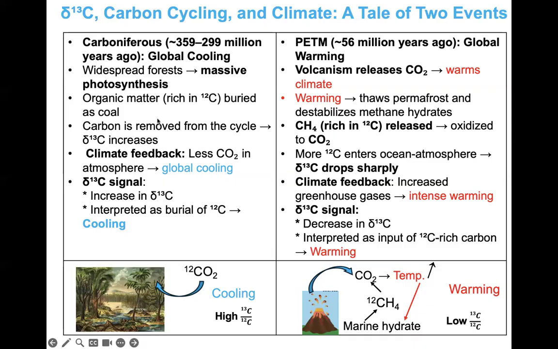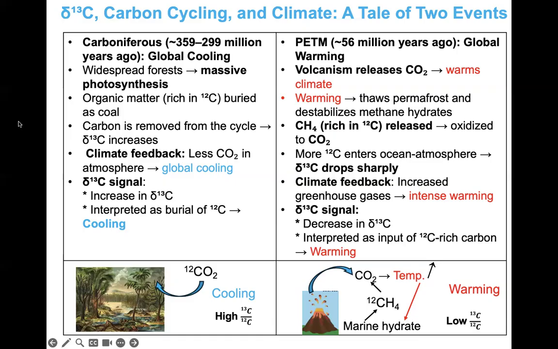For example, here we have widespread forests. And because you have a loss of forest, you have a loss of photosynthesis. Okay? And we know that the plants prefer C12. So CO2 with C12 would be removed. If C12 is removed, first, removing CO2 in general will cause cooling. And that's what you have here. So organic matter carbon is removed from the cycle, which means we have global cooling. That's number one, because you remove CO2. And this plant right here will be rich in C12.